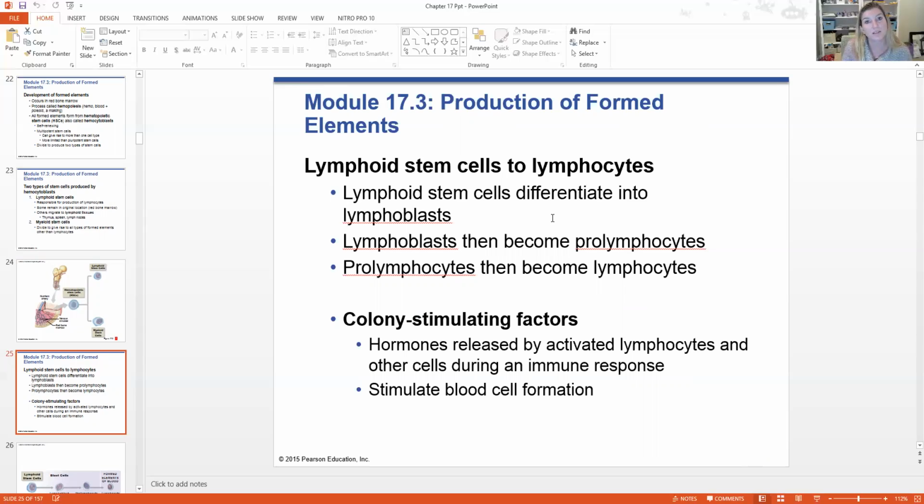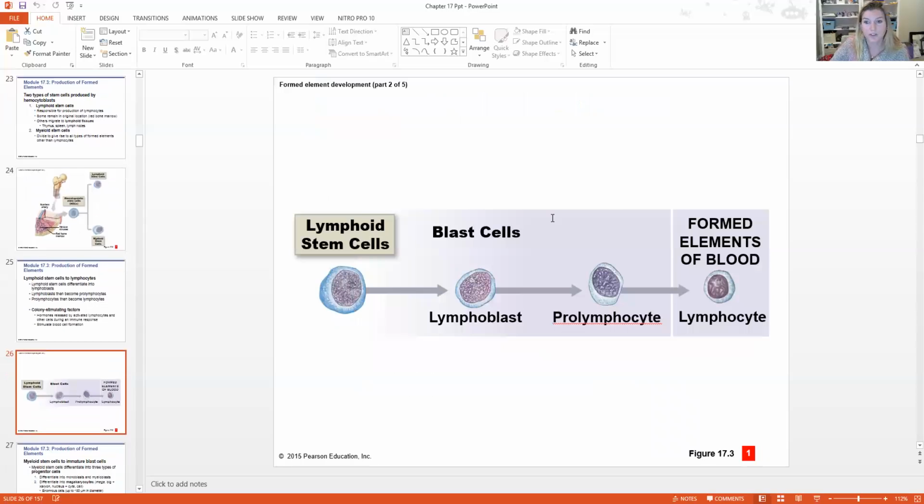Colony-stimulating factors are basically little local hormones that are within the lymphoid tissues themselves that are basically released. They can activate these lymphocytes, they can activate the immune response, they stimulate blood cell formation. So they have multiple roles, but their main job is to stimulate this differentiation in the lymphoid tissue. So here you see the whole process. We start with the lymphoid stem cells, go to the lymphoblast, then the pro-lymphocyte, and then the lymphocyte.